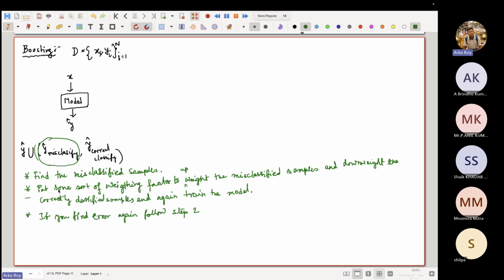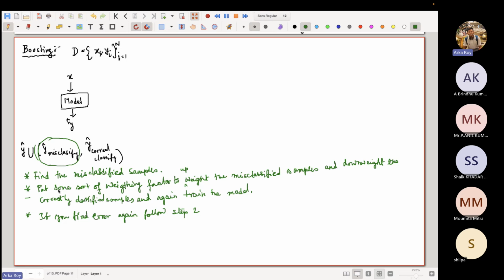So what you have to do, you take the data, you do the classification, and you find some misclassified samples. Then you have to create some sort of a weighting factor so that the misclassified samples will be given more attention, such that you do not make any misclassification in the next stage of iteration.